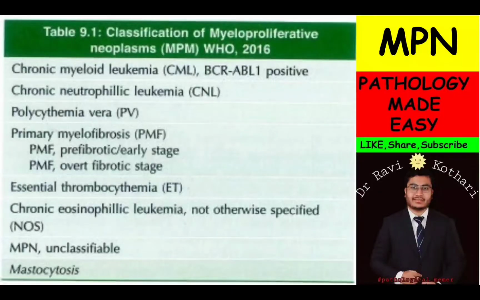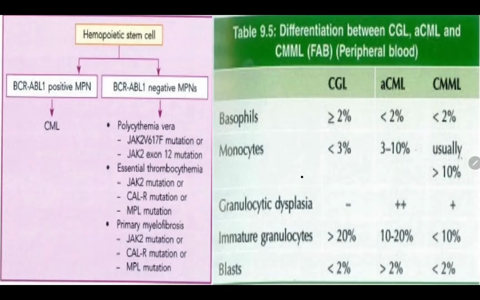Now I am starting a video series based on MPN, which is also known as myeloproliferative neoplasm. Here's the classification which came in 2016, which includes the CML, which is BCR-ABL positive, CNL, which is chronic neutrophilic leukemia, polycythemia vera, primary myelofibrosis, essential thrombocythemia, chronic eosinophilic leukemia, NOS, MPN unclassifiable, and mastocytosis.